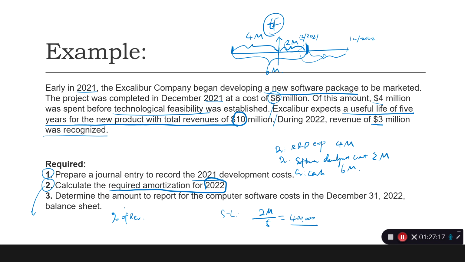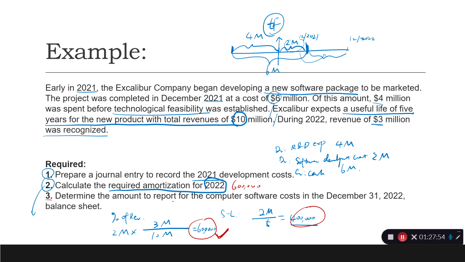The percentage of revenue method means the $2 million multiplied by the $3 million revenue recognized for that year, over the total $10 million it can recognize in the future. Hence on the percentage of revenue method, I should recognize $600,000. Then I will use the greater of those two numbers. So the required amortization is going to be $600,000.